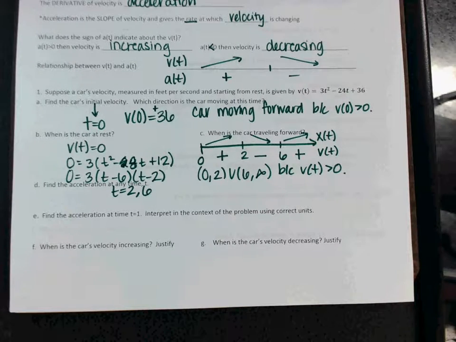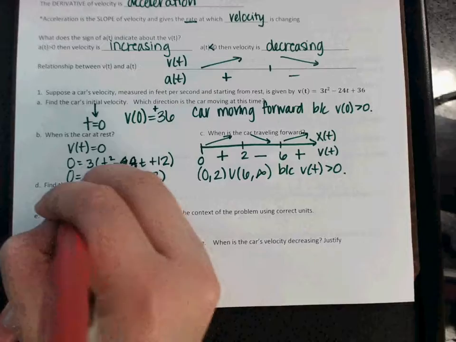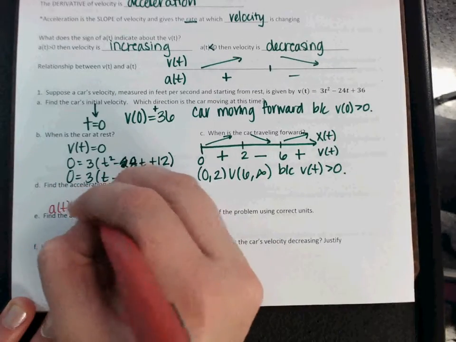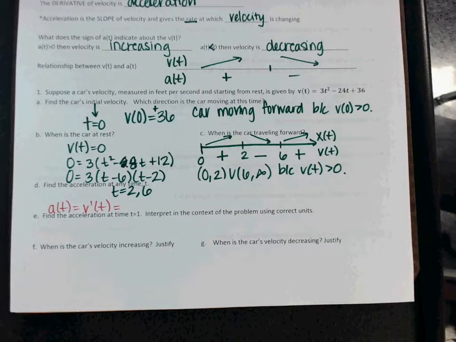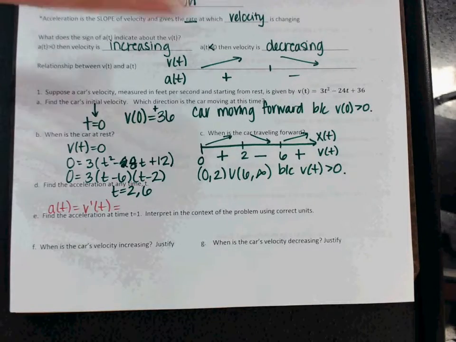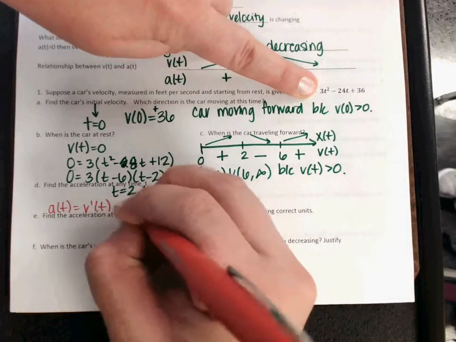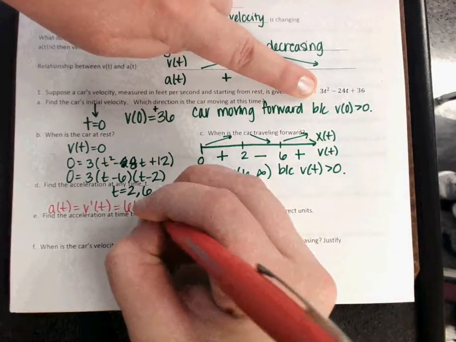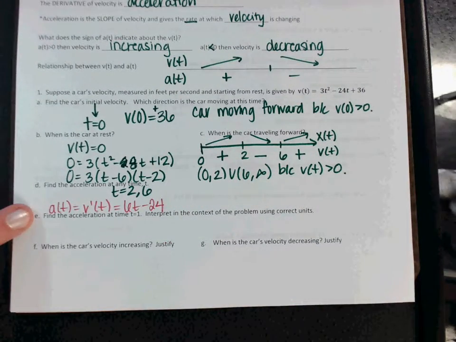Now, part D says find the acceleration at any time. What's that now? The derivative. Can I just write the derivative? Think about what we did last time. What would I write? Acceleration equals what? V prime. Good. Okay? And then from there, I'll actually take the derivative. So look at your little guy up here. We're taking the derivative. What am I going to get? 6t minus 24.